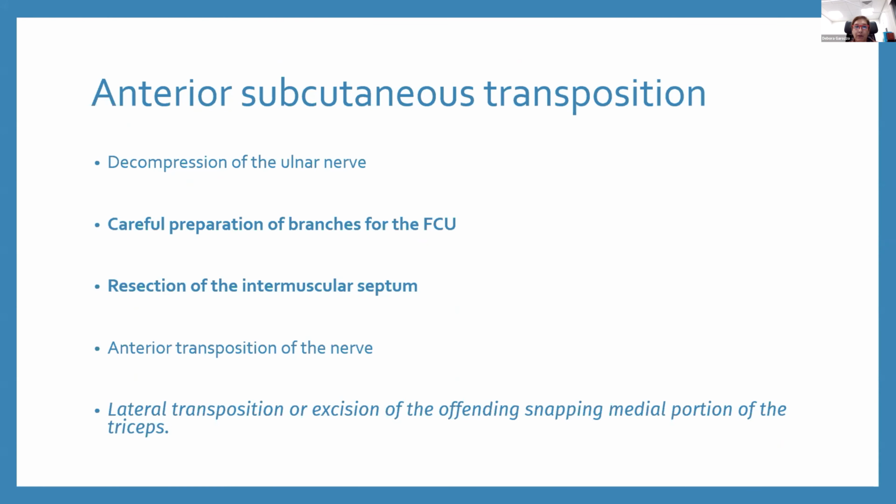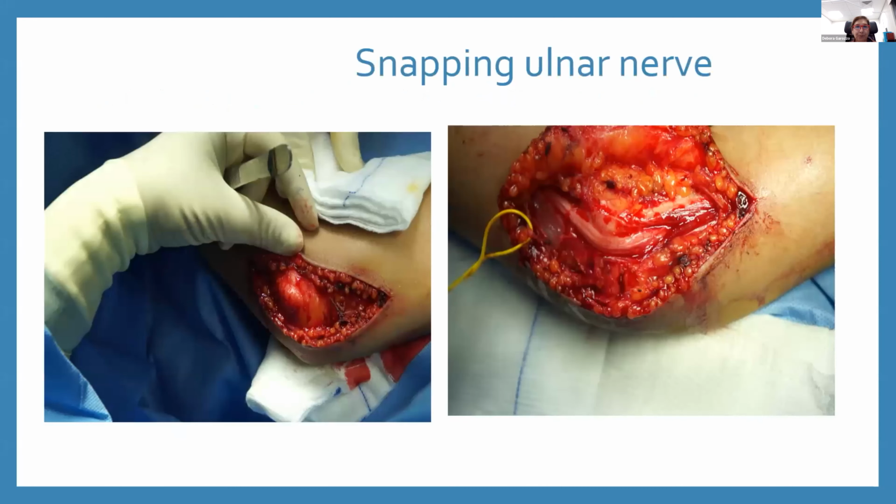A major step is always to take care of resecting the intermuscular septum, because in cases of anterior subcutaneous transposition that failed, very often on revision surgery it was documented that the intermuscular septum had not been resected, and this eventually created a secondary kinking of the nerve. And then you can mobilize the nerve and fix it in the new domicile. Some others also recommend an excision of the offending snapping medial portion of the triceps in case of an association of snapping triceps.